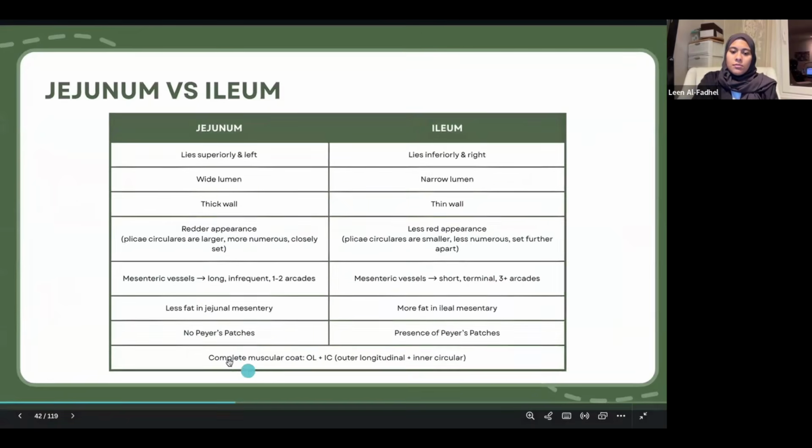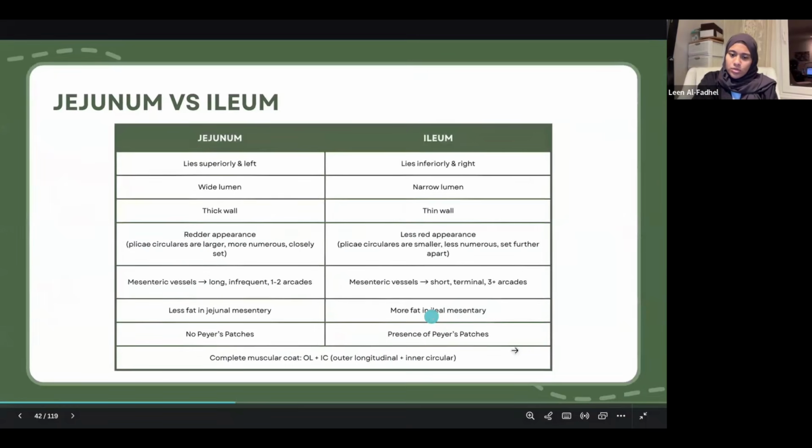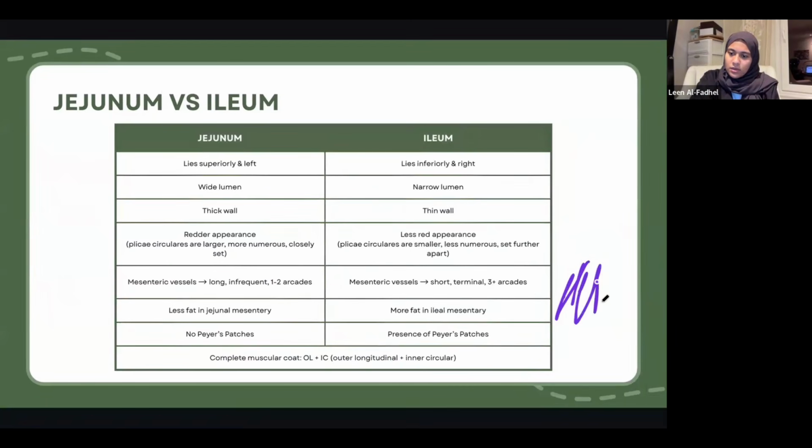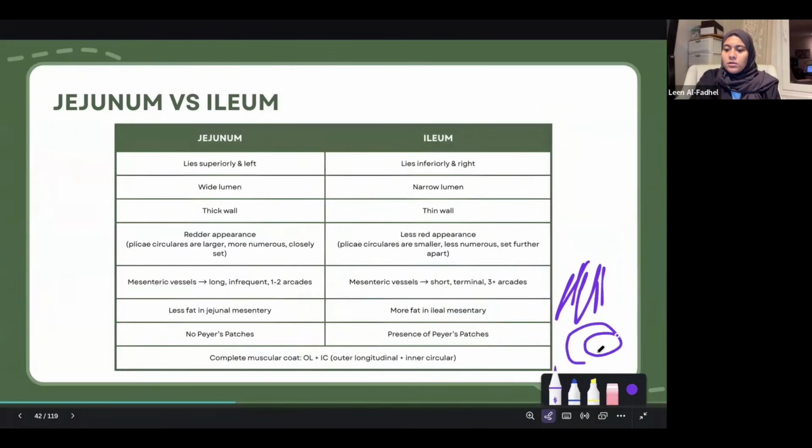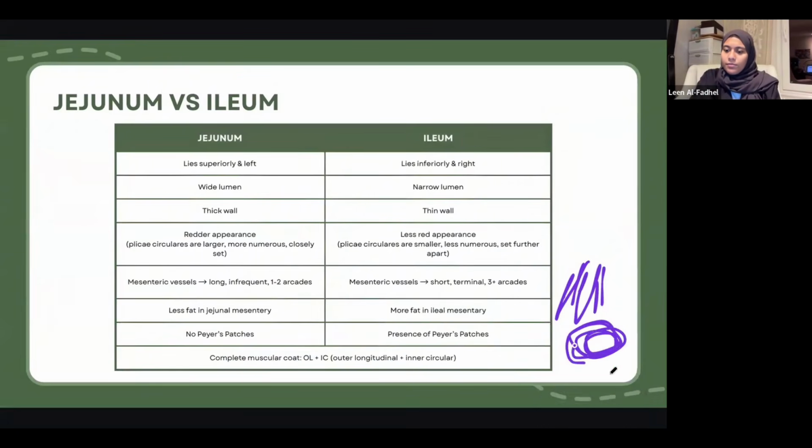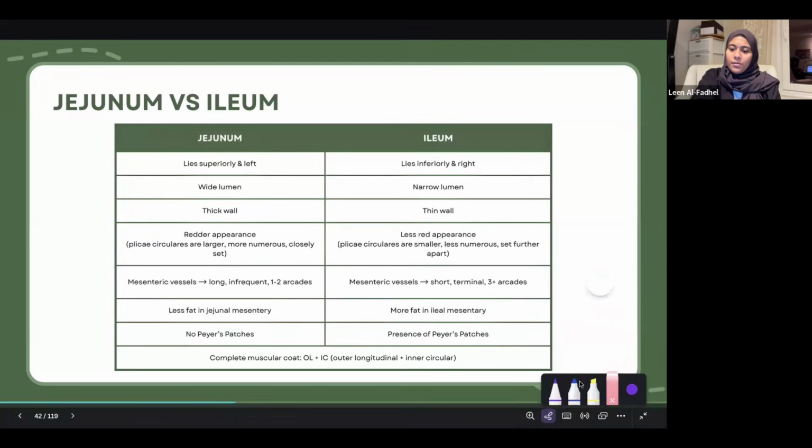They both have a complete muscular coat. That means they have an outer longitudinal and an inner circular layer of fibers. So, outer longitudinal, the fibers are going longitudinally. And inner circular means the fibers are going circularly. Hope you can understand that.